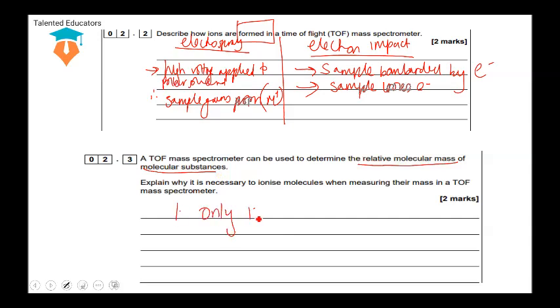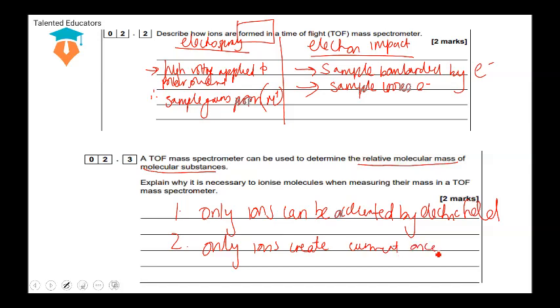Only ions can be accelerated by an electric field. Second one: only ions create a current when they hit the detector. We've spoken a lot about this. Only ions create a current once they hit the detector. Obviously, once they hit the detector, that's what causes the current.